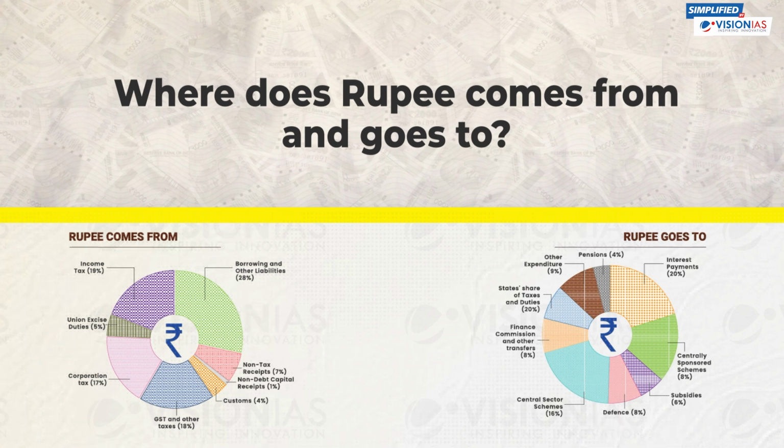On the spending side, pensions account for 4%, while other expenditure takes up 9%. State share of taxes and duties holds 20% and finance commission and other transfers make up 8%. Central sector schemes received 16%, while 20% went to interest payments, centrally sponsored schemes 8%, subsidies 6% and defense 8%.